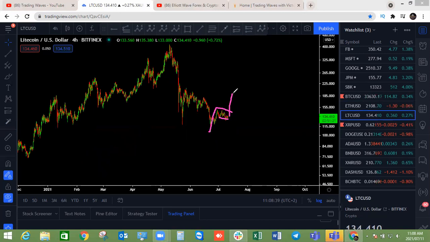So let's see, we may get a move back here, but we're not worried about this yet. We just want to see this push to the upside here as the next move.